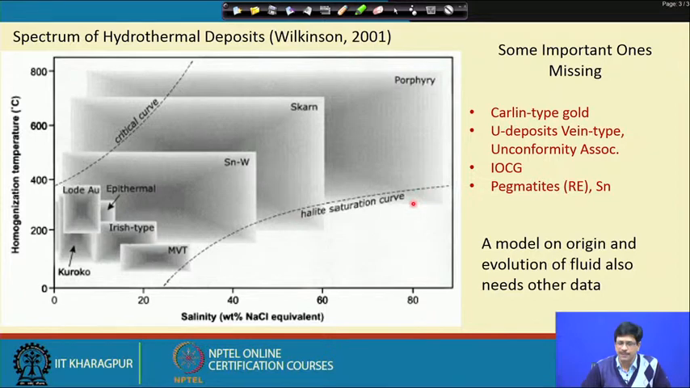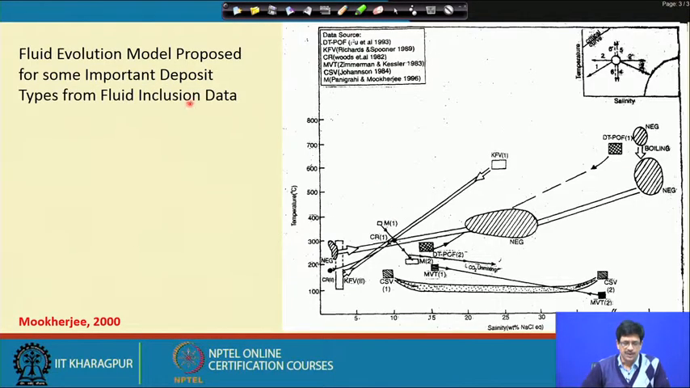So with this backdrop, we would like to make a brief look at some of the ways that the data have been presented. This diagram has been taken from Mukherjee 2000, a book of Orogenesis, a holistic approach, where we try to make a diagram for general understanding as to what are the different possible scenarios that have so far been presented in the context of some important deposit types.